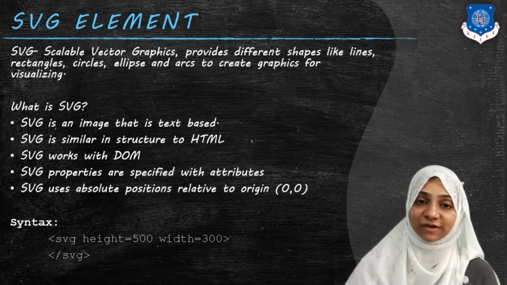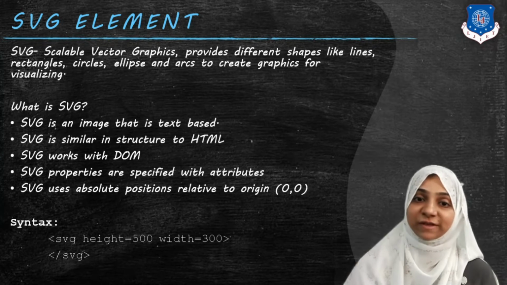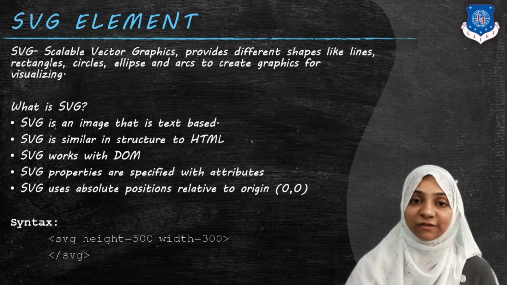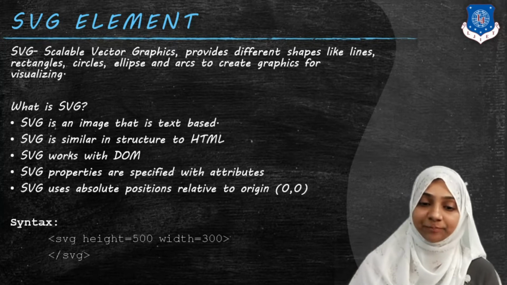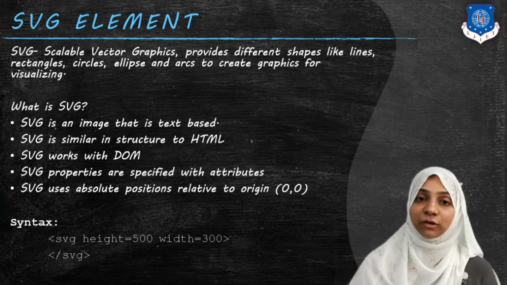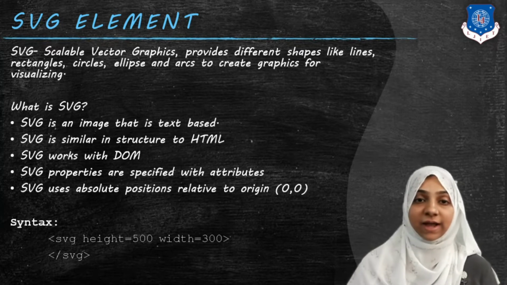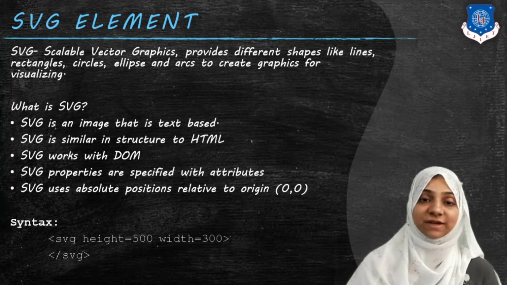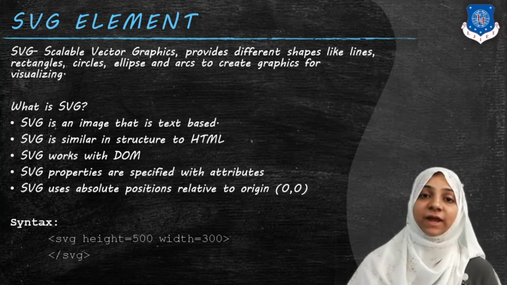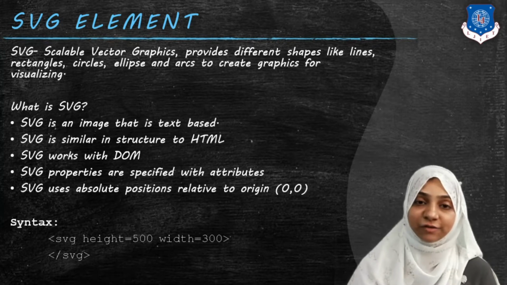It also uses absolute positioning, that means we have to specify absolute coordinates whenever we are drawing a particular SVG element. An SVG tag looks like <svg> with a width and height. This SVG is similar to a canvas, an area over which we are going to draw different graphics or shapes.